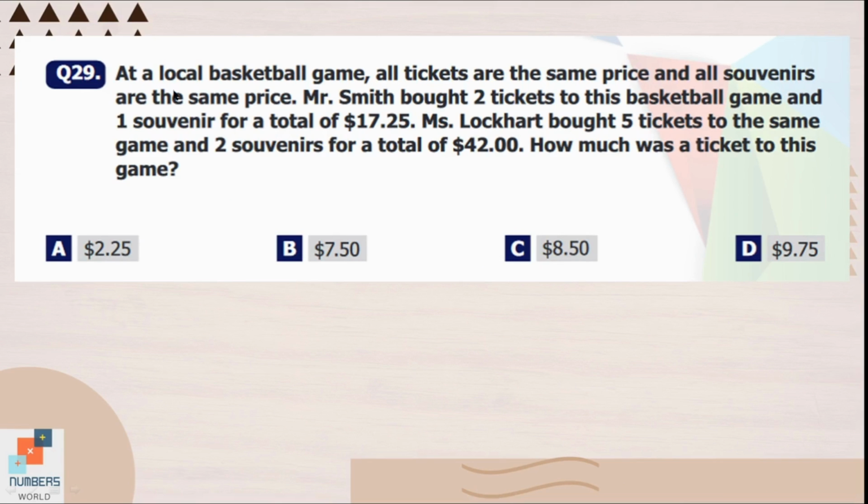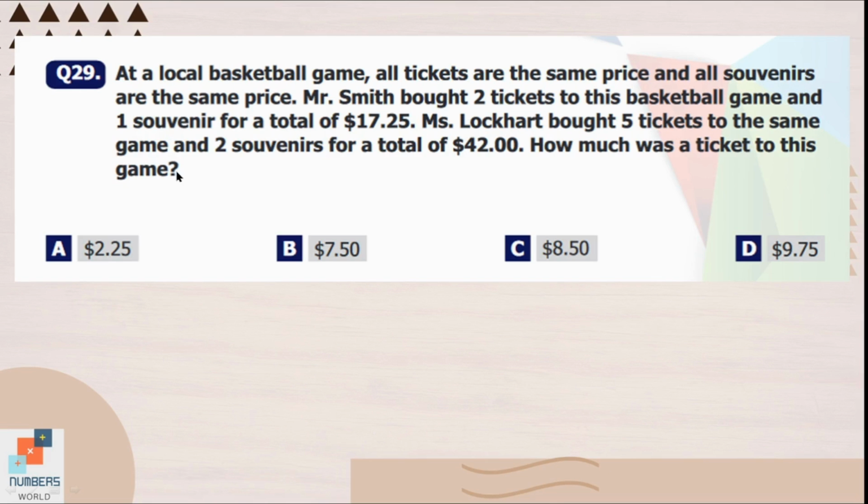Question number 29. At a local basketball game, all tickets are the same price and all souvenirs are the same price. Mr. Smith bought 2 tickets to this basketball game and 1 souvenir for a total of $17.25. Mr. Lockhart bought 5 tickets to the same game and 2 souvenirs for a total of $42. How much was a ticket to this game?